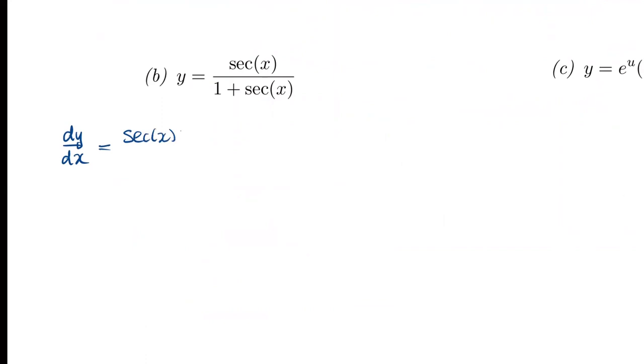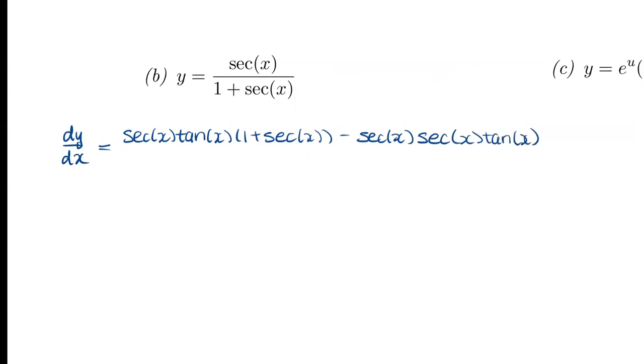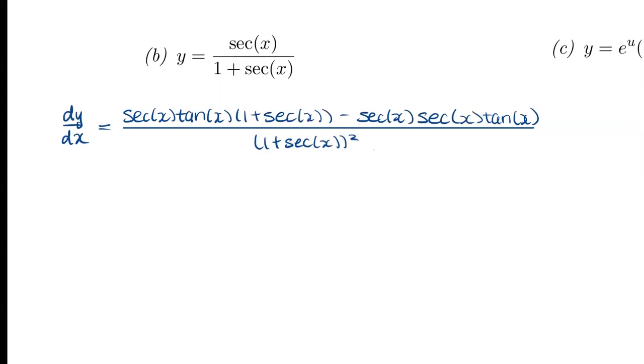So secant x tan of x, and you multiply by the denominator function, and you subtract secant of x, and you multiply by the derivative of the denominator, which is just going to be secant of x tan of x. Or I'll just leave it without the bracket. Tan of x. And all of this now is divided by 1 plus secant of x, squared. Okay, so let's expand the first term. So we have a secant x tan of x.